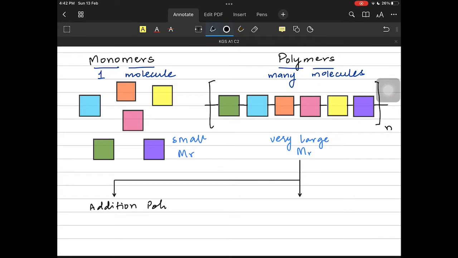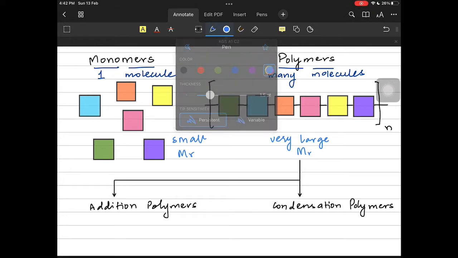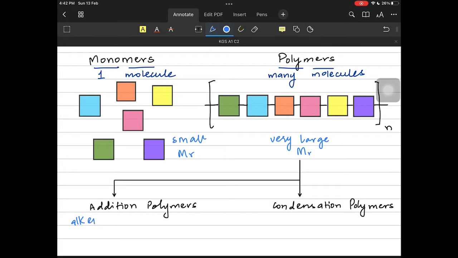There are two kinds of polymers. One is the addition polymer, which we already have a video on and it was previously made, while there's another category called the condensation polymers. If you have watched the video on addition polymers, you would know that addition polymers are made when the monomers were alkenes, when the monomers had the carbon-carbon double bond where the addition reaction took place. But in the case of condensation polymers, the monomers do not need a carbon-carbon double bond.